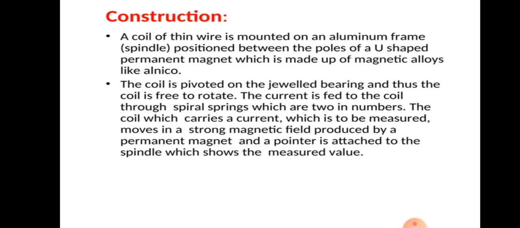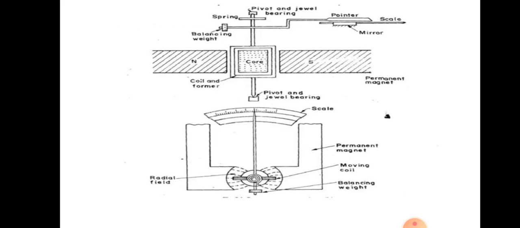So the current is fed to the coil through spiral springs, which are two in number. So two springs are used. In this diagram we will see the coil which carries a current which is to be measured moves in the strong magnetic field produced by the permanent magnet, and a pointer is attached to the spindle which shows the measured value. Okay, so we will see these points in the diagram.